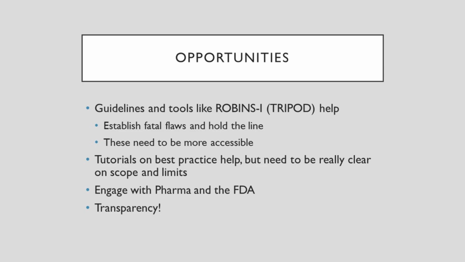And I think some of the big opportunities in this space are, I've seen a lot of advantages to guidelines, things like the ROBINS tool and the TRIPOD. TRIPOD is not for causal inference, it's for prediction. There's a ROBINS-I tool that's for evaluating the risk of bias before doing a meta-analysis. These tools do lead people to good practice.